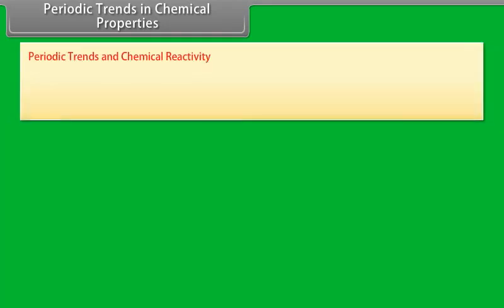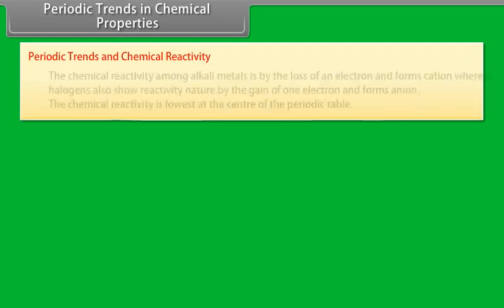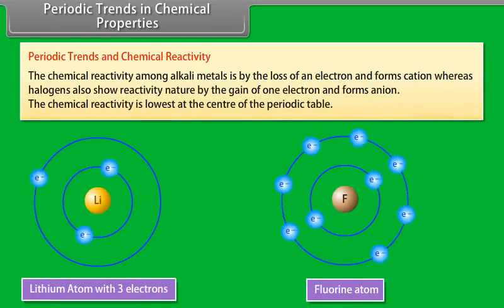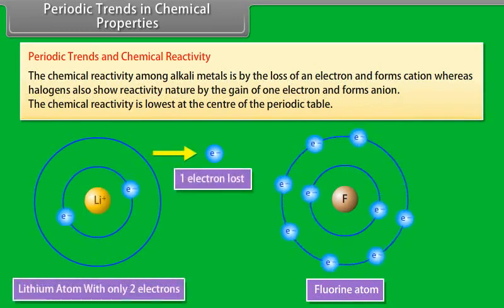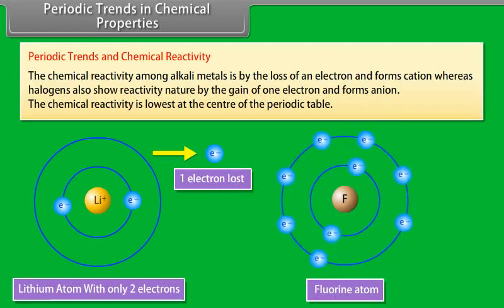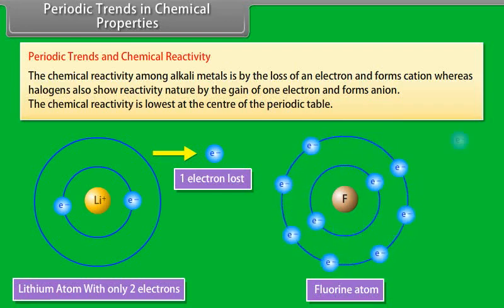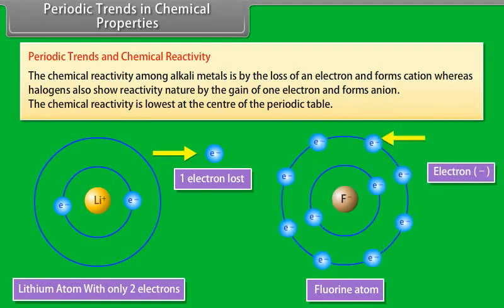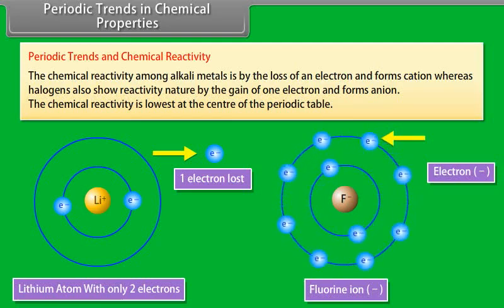Periodic trends and chemical reactivity. The chemical reactivity among alkali metals is by the loss of an electron, which forms a cation, whereas halogens also show reactivity by the gain of one electron, which forms an anion. The chemical reactivity is lowest at the center of the periodic table.